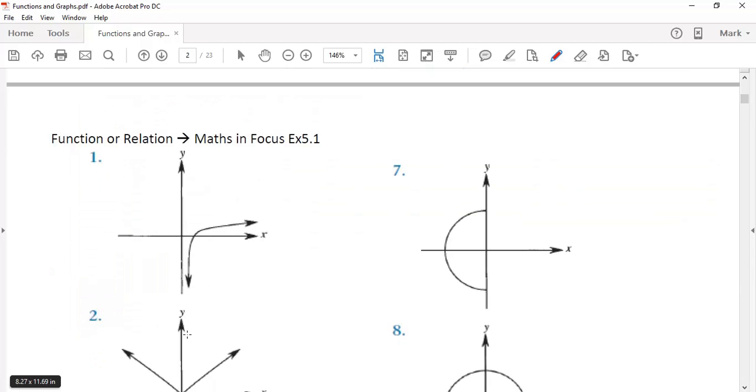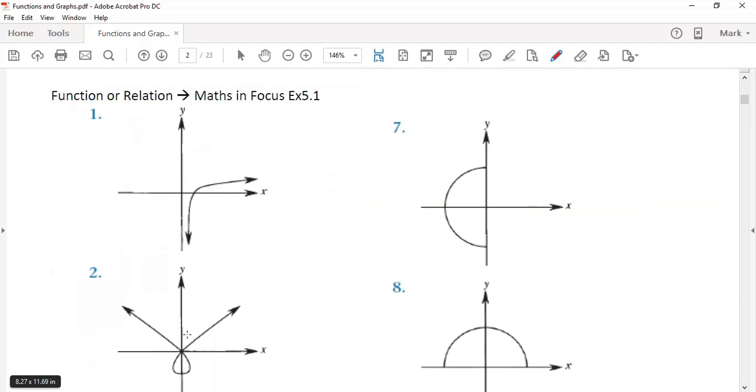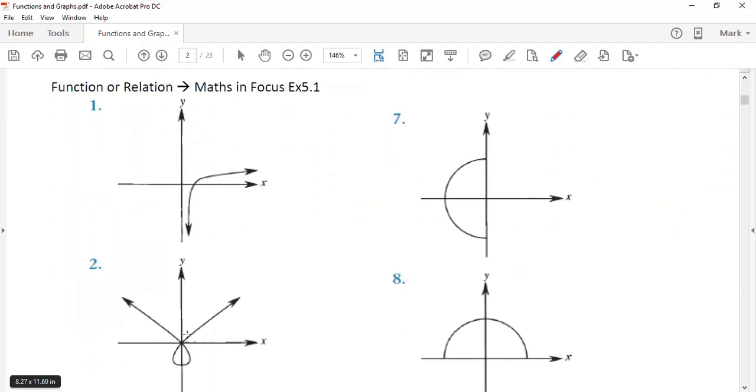Alright, so we can do some quick exercises. These are from the Maths in Focus textbook. All we're going to do is just state whether it's a function or relation. So remember our definition, for every x value, there's only one y value. So just do your vertical line test. This cuts once, so that's a function. I'm going to give you time to just do the rest of this page, and then I'll give you the answers.